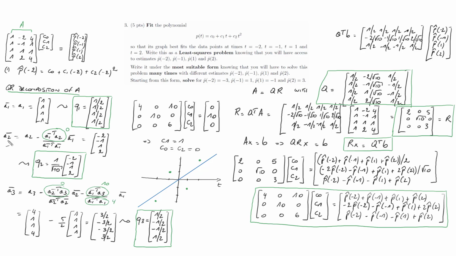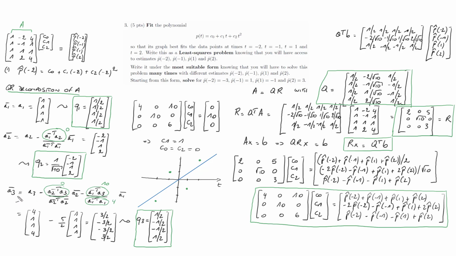So to obtain A2 bar, what we need to do, we need to subtract from A2 the projection of A2 on A1, right? This is what is done over here. But you can clearly see it over here that these two first vectors are orthogonal. Okay, so this one will be 0 and A2 bar will simply be A2. So again, we have to divide by the length. And here the length is square root of 10.